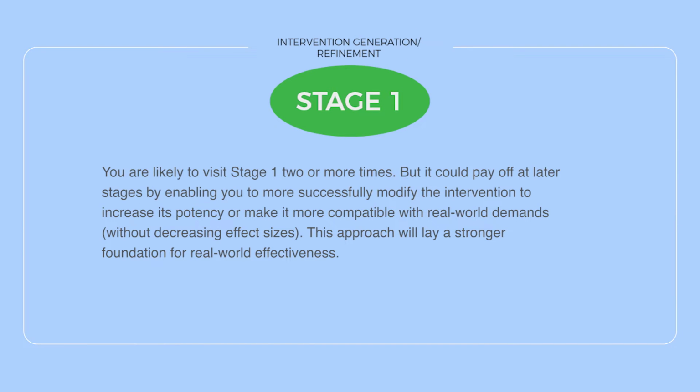It reminds the field that we really need to think about the individuals for whom these interventions are designed, and to ensure that the interventions are optimally matched to what individuals need. You are likely to visit Stage 1 two or more times, but it could pay off at later stages by enabling you to more successfully modify the intervention to increase its potency or make it more compatible with real-world demands without decreasing effect sizes. This approach will lay a stronger foundation for real-world effectiveness.